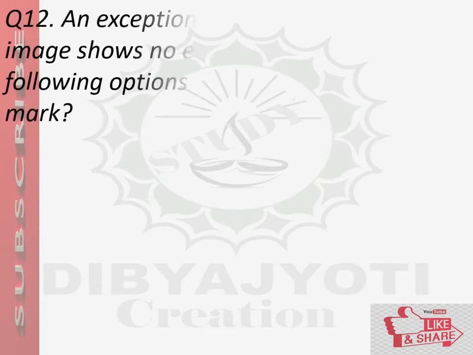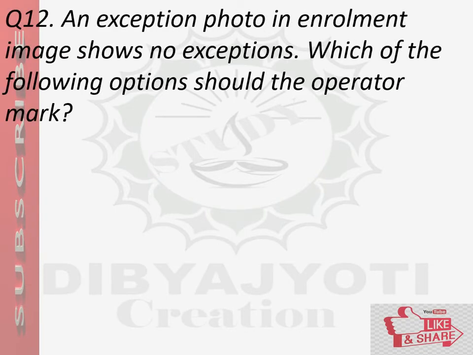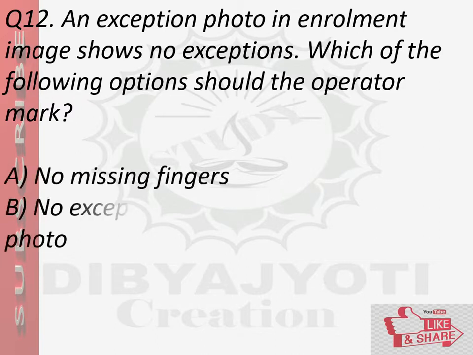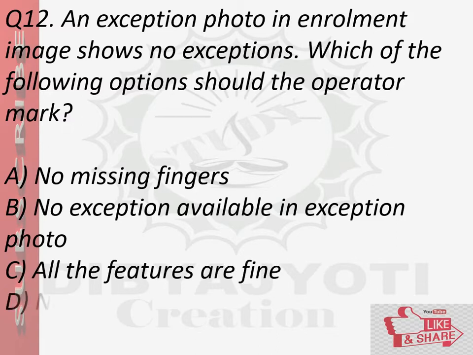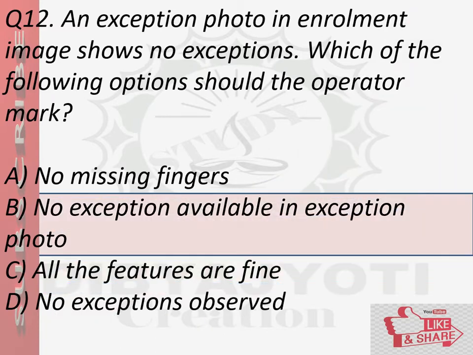Then next, an exception photo in the enrollment image shows no exception. Which of the following options should the operator mark? Options are: Option A, no mismatch, missing fingers. Option B, no exception available in exception photo. Option C, all the features are fine. Option D, no exception observed. And the answer is option B, no exception available in exception photo.